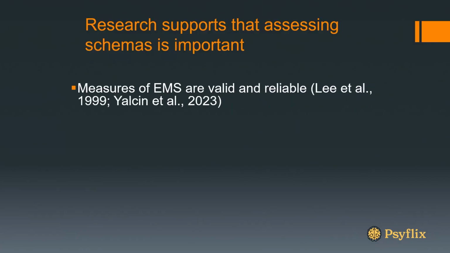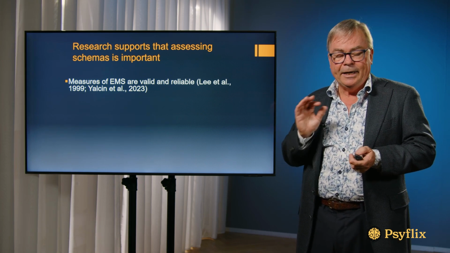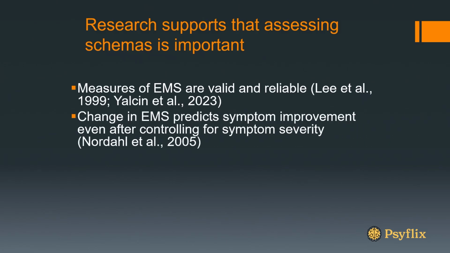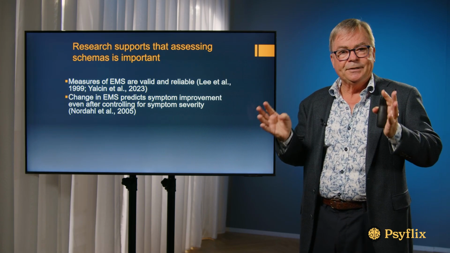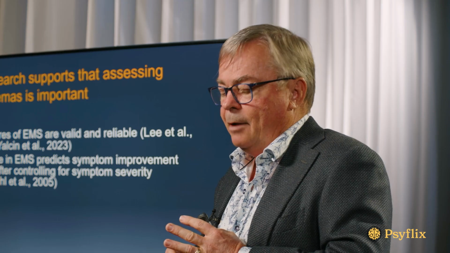So what is that data that shows that the assessment of the schemas will improve their outcome? These points. Firstly, we actually know from 25 years of research that measuring schemas using something like the YSQ-R is valid and reliable and has predictive validity. We know that's also important in the change process. In many studies, changes in the level of schemas as measured by the YSQ are predictive of symptom improvement even after controlling for initial symptom severity.